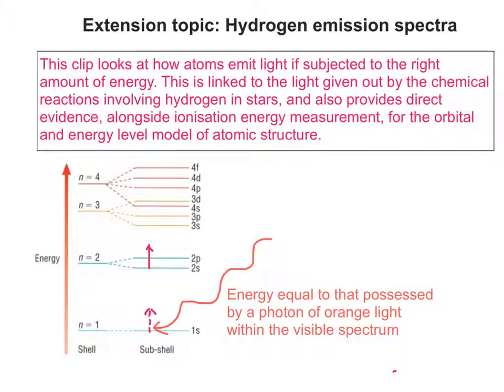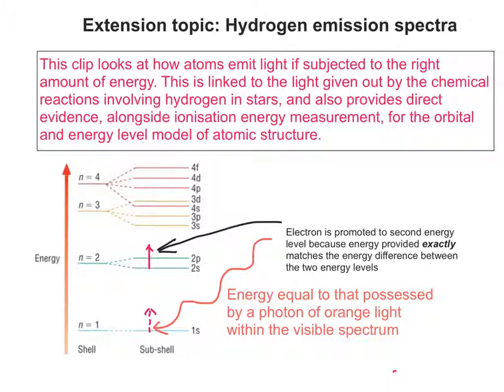Within the visible spectrum of light you have red, orange, yellow, green, blue, indigo, violet. So let's say we have a photon that possesses energy equal to orange light. If energy hits that electron, and the energy has the same value as that possessed by a photon of orange light within the visible spectrum, that would cause the electron to become excited and push it up into the next energy level. So it's now in n equals 2, or quantum number 2. It's moved up into the second shell.